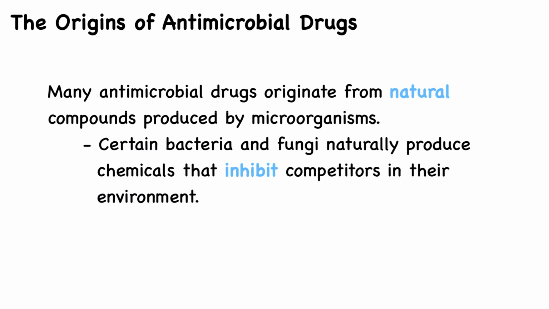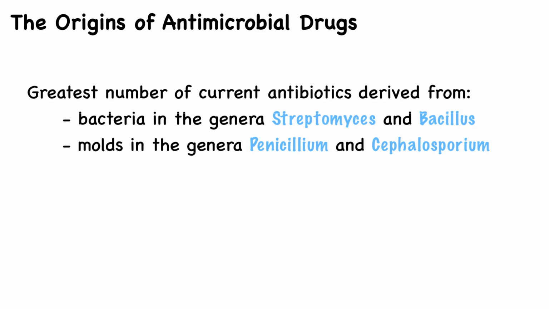Many antimicrobial drugs originate from natural compounds produced by microorganisms. Certain bacteria and fungi naturally produce chemicals that inhibit competitors in their environment. Scientists have harnessed these compounds and modified them to create drugs. The greatest number of current antibiotics are derived from bacteria in the genera Streptomyces and Bacillus, and the molds in the genera Penicillium and Cephalosporium.